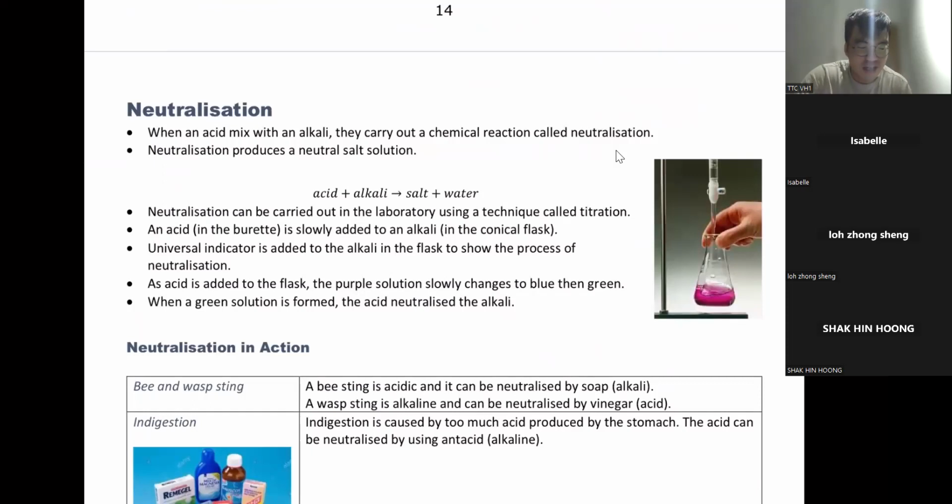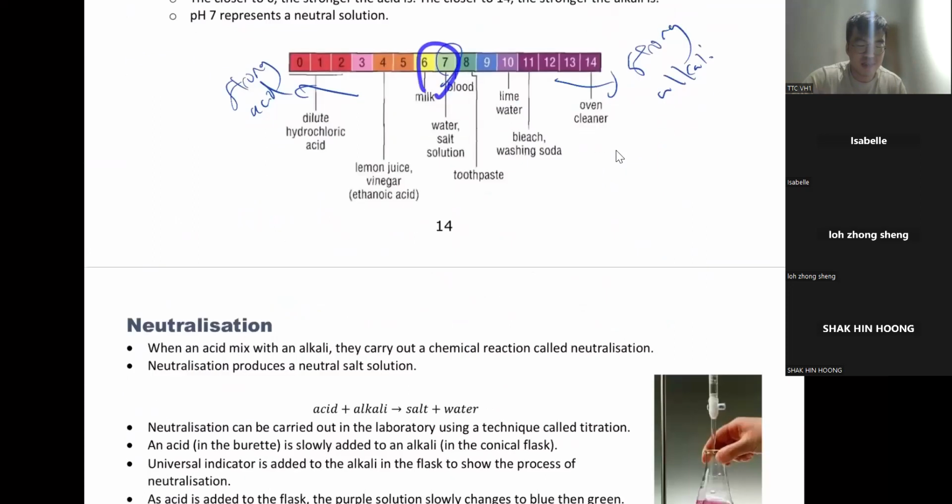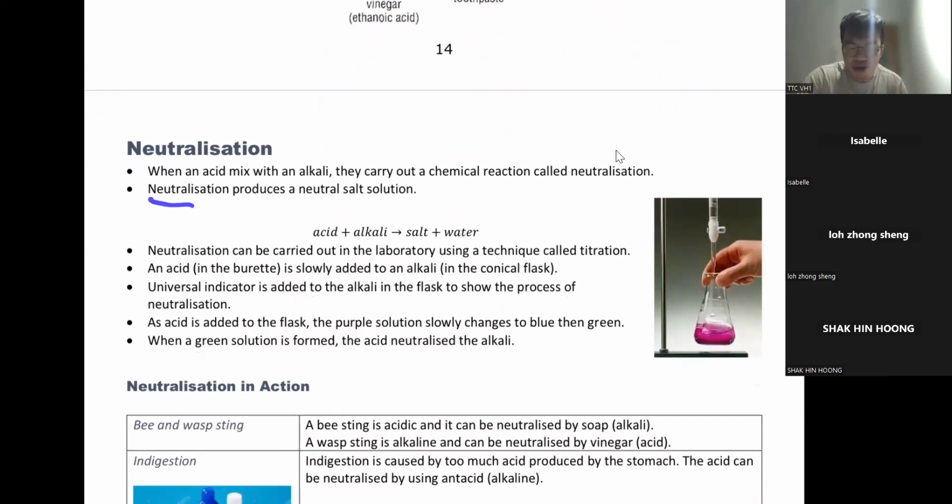Okay, next, neutralization. When an acid mixes with an alkaline, they carry out a chemical reaction called neutralization. They try to reach neutral. Neutralization produces a neutral salt solution. That's why you see, guys, salt is neutral. Salt water, when you taste something salty, it's going to be neutral. Acid plus alkaline, you get salt and water. Whenever you taste something salty, you know it's neutral.